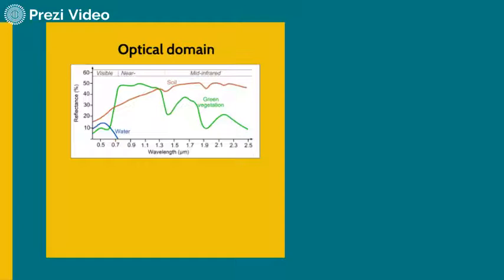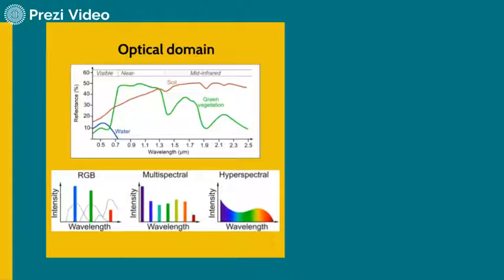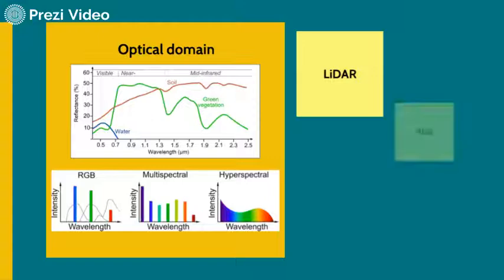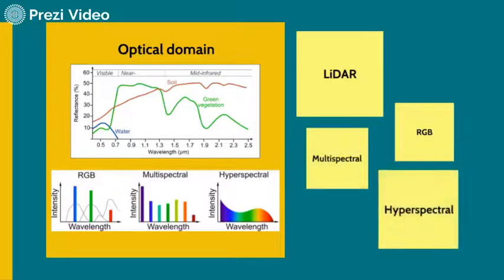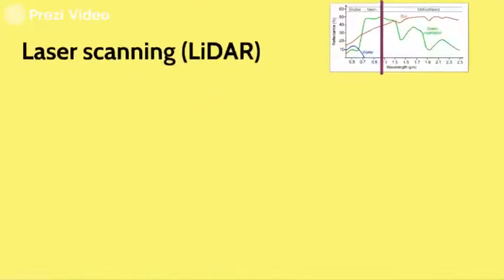Water, soil, and vegetation have different spectral signatures. That's why we can easily differentiate them. There are different techniques: single band, multi-band, red, green, blue, multispectral, and finally hyperspectral. We are going to cover LIDAR, RGB, multispectral, and hyperspectral remote sensing.